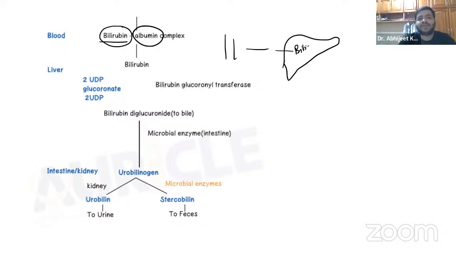Now, what will happen in the liver, guys? In the liver, with the help of the enzyme bilirubin glucuronyl transferase, it will get converted into bilirubin diglucuronide, right?